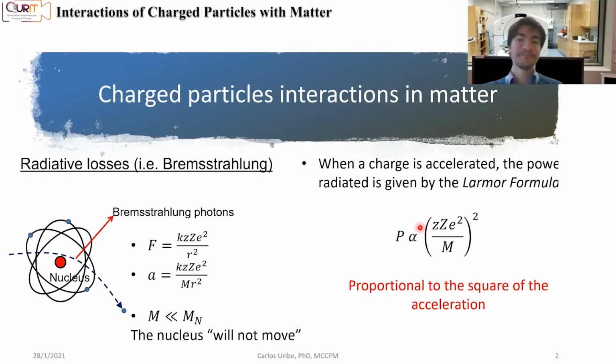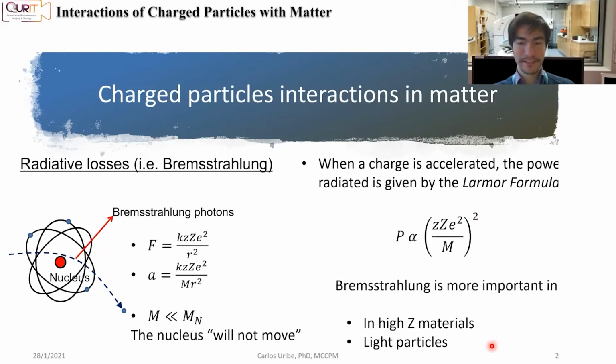Yeah, so this is what I was just saying. Because this is proportional, Bremsstrahlung is more important in high Z materials. The radiation is going to be proportional to that. So if you have this particle traveling in lead, you're going to have more Bremsstrahlung than the same particle traveling in a lighter material, like hydrogen gas, for example.